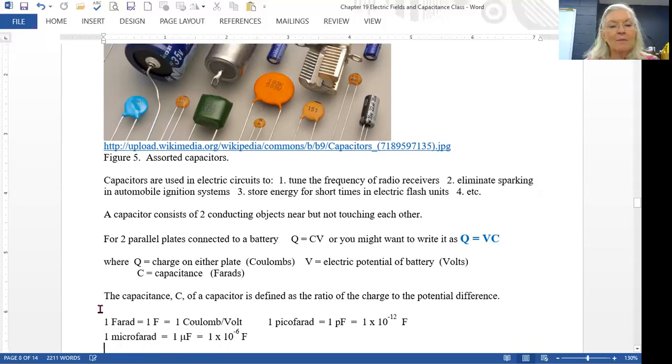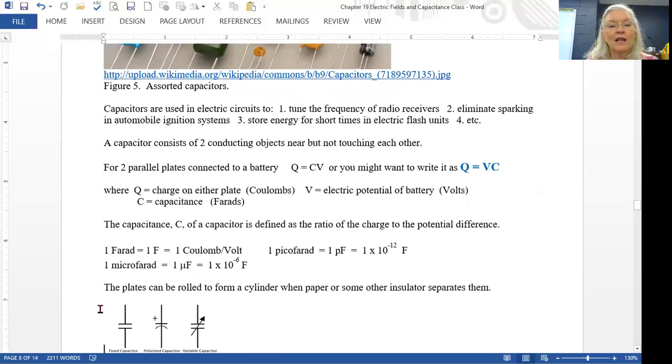As I said, capacitance is measured in farads. The abbreviation is capital F. A farad is a really big number, and so typically you'd find capacitance in picofarads or nanofarads or microfarads or millifarads. So we almost always use fractions of a farad.